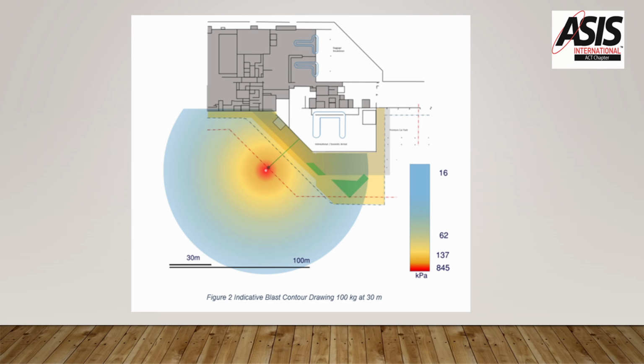What we end up with after doing a blast analysis is something like this, which is a blast contour diagram. For a certain amount of explosive at a certain distance, we can calculate how much pressure is applied to the building in different areas. And obviously some areas receive a lot of pressure and are likely to fail structurally, others less so. But again, it's not the sort of thing we do on the day. We gather the data, take it back and write it up afterwards.